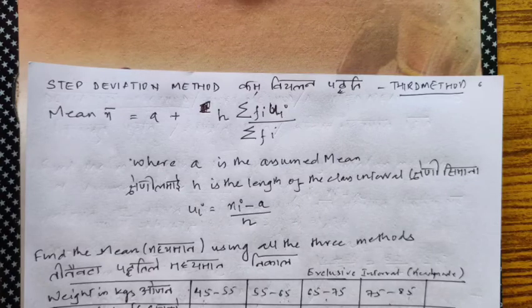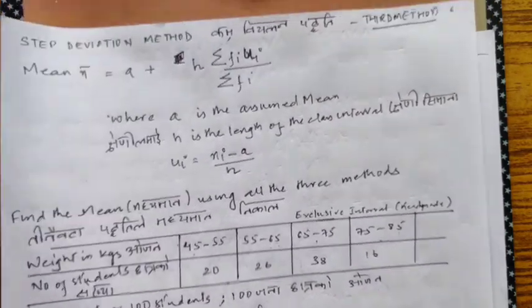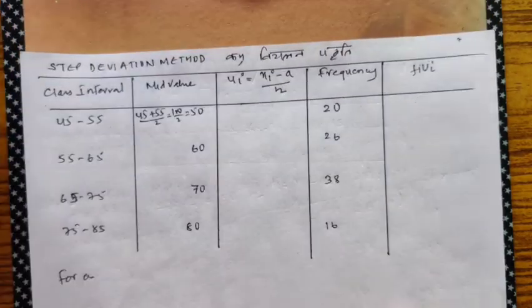Take a screenshot or pause the video, copy this formula for the third method, which is called the step deviation method. The same question: find the mean using all three methods. We've already used the first two methods. Now let's use the last method. It's the same table, weight in kg and number of students. Let's solve this question using the step deviation method.